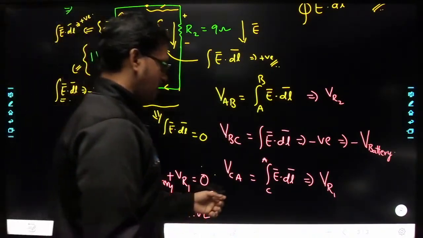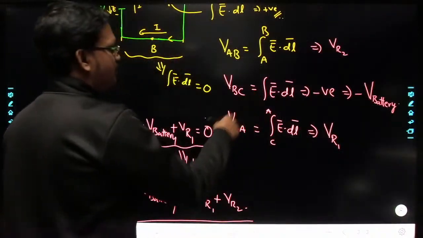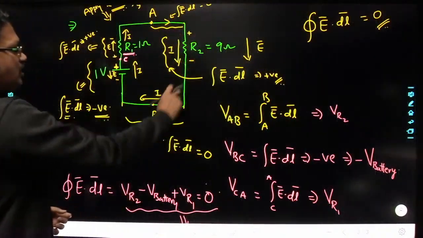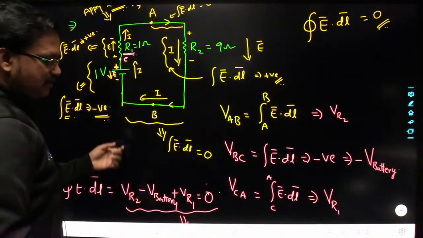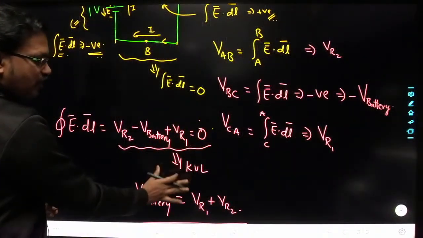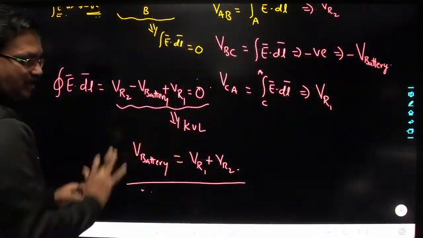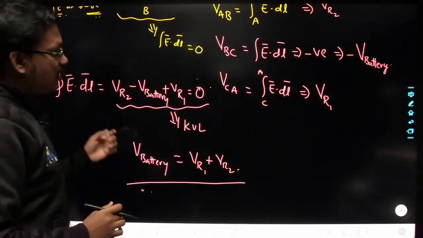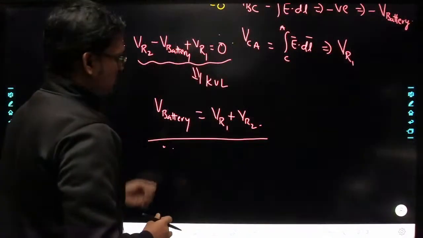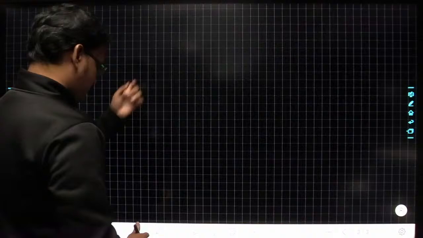So if you add up all of this around this closed path, that is equivalent to 0, which we are calling KVL. Understood? So now see here.